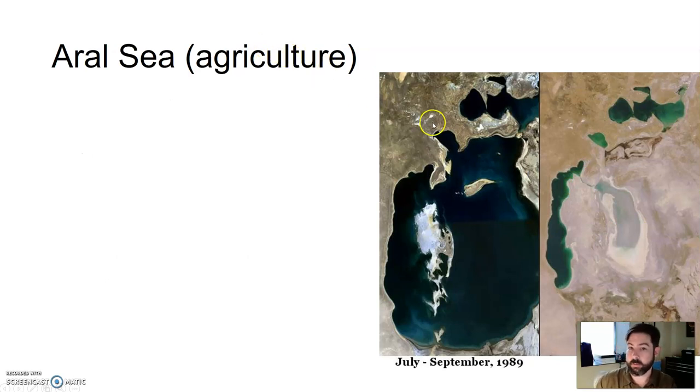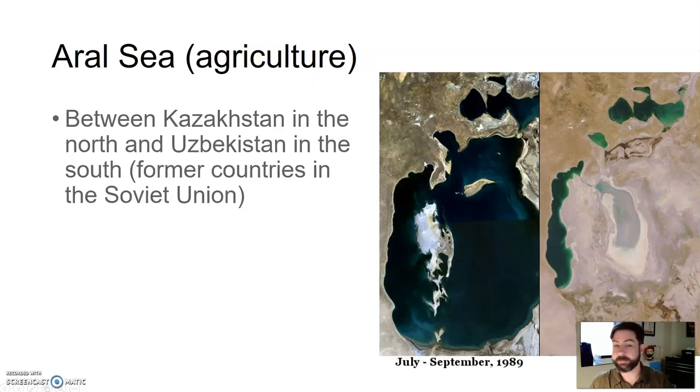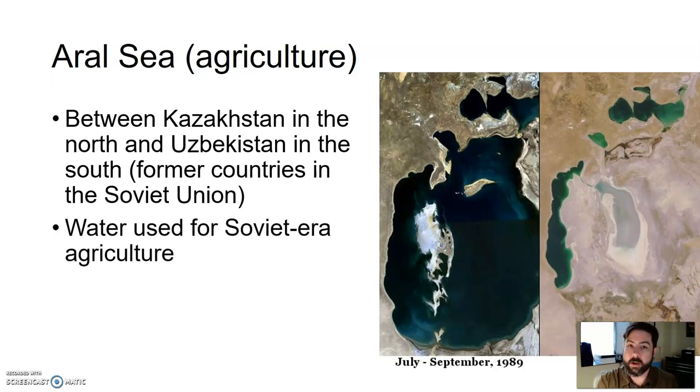Agriculturally, a horrible example is the Aral Sea. The Aral Sea is between Kazakhstan in the north and Uzbekistan in the south. These are both former countries in the Soviet Union. Water was pumped out of the Aral Sea for Soviet-era agriculture. Communism, Soviet Union, large area, needed to feed its people. To feed your people, you need crops. For crops to grow, you need water. So they pumped out almost all of the water.